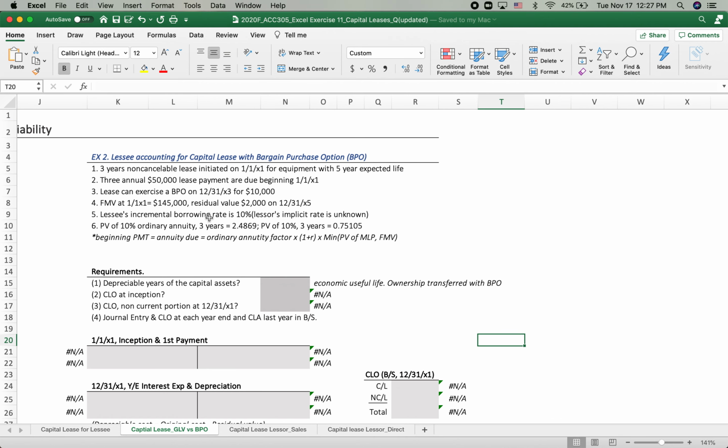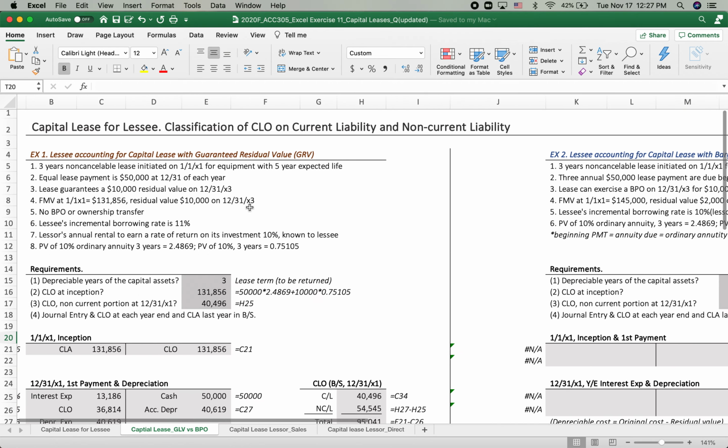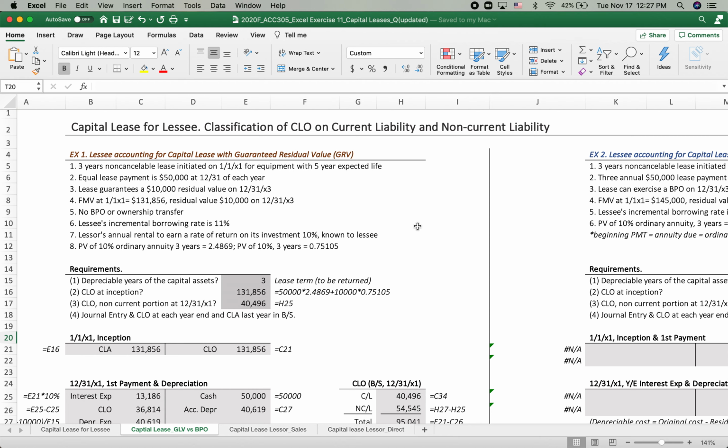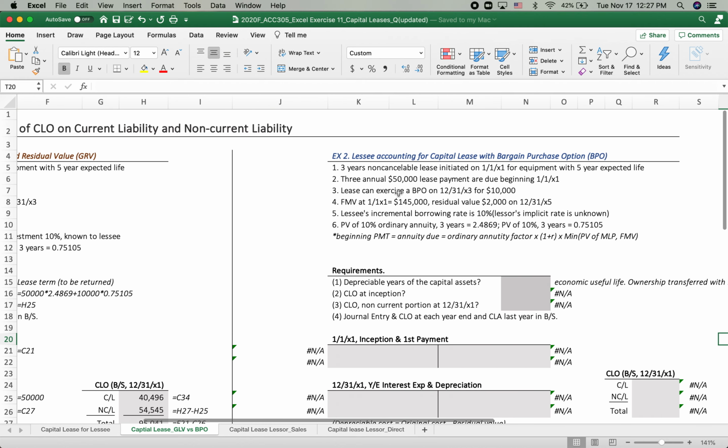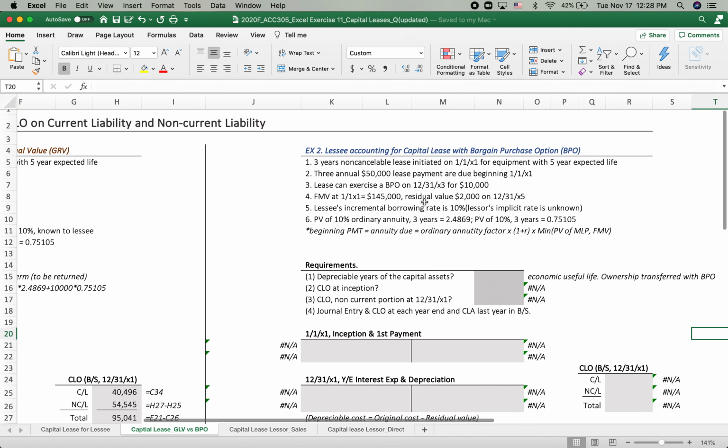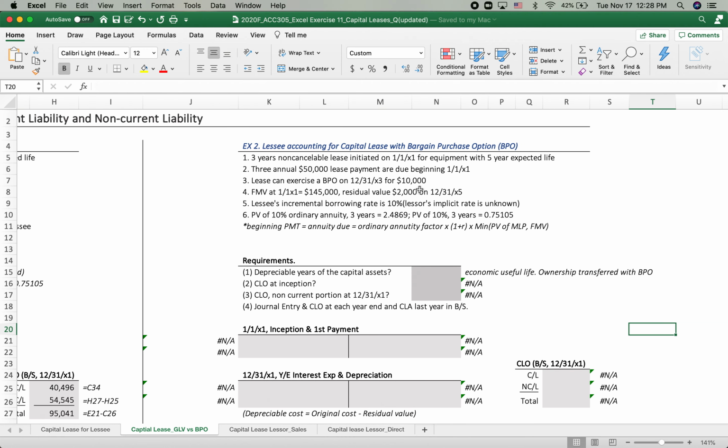Okay, let me read the wordings. The 3 years non-cancelable lease initiated January 1st. The payment is starting from the beginning, January 1st. So 3 annual $50,000 lease payments also starting from the beginning, at the inception of this equipment. The lessee can exercise the bargain purchase option at the end of the lease term for $10,000. Fair market value 154, we will compare this fair market value of the lease asset with the minimum lease payment calculation.